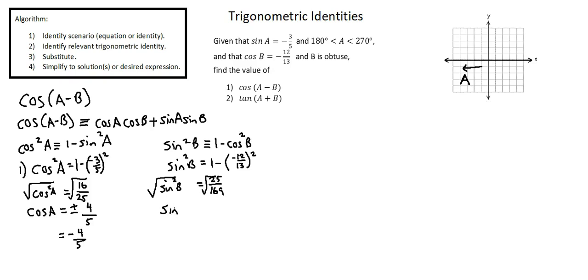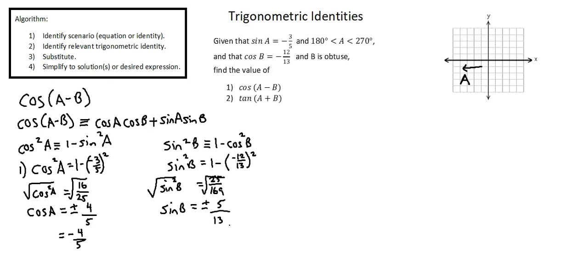We have sine of B is plus or minus, the square root of 25 is 5, over the square root of 169, which is 13. Again, we have two values. Let's review our scenario to identify which sine value we want to use for angle B.